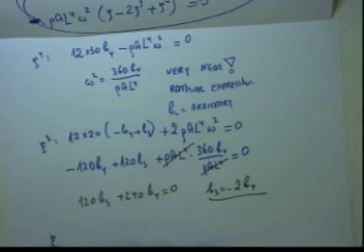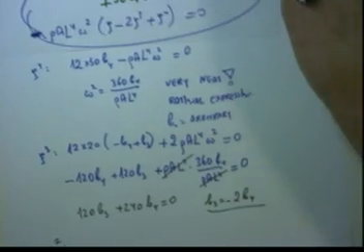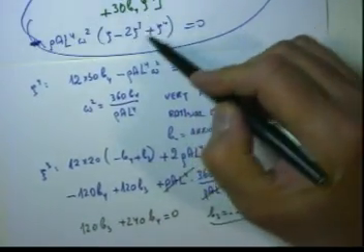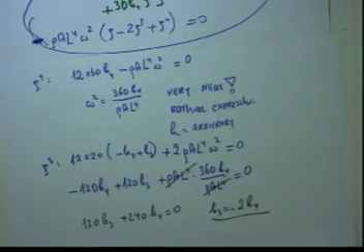Now psi squared. Psi squared is this guy, but here is no psi squared. So we say minus b3 plus b2 equals 0. So b2 equals b3. So therefore it equals minus 2 b4.